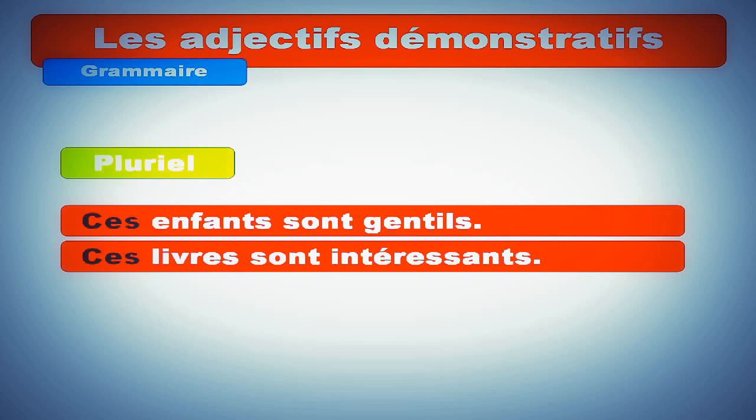Okay, and then pluriel. Ces enfants sont gentils. So it's actually open, it's ces, okay? And in this sentence, you will have to make this small link, la liaison between ces and enfants, alright? Ces enfants sont gentils. Repeat. Ces enfants sont gentils.